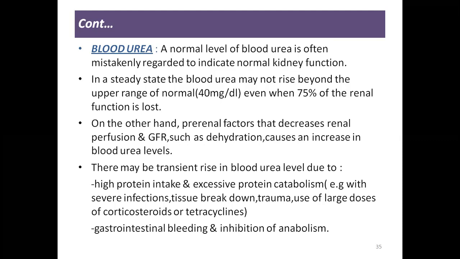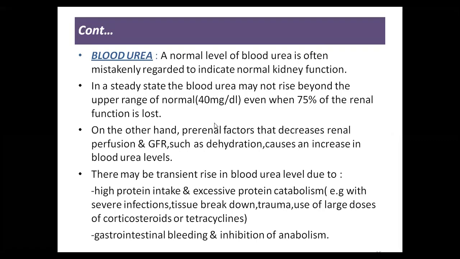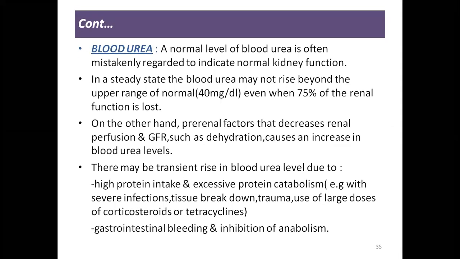There may be a transient rise in the blood urea level, as it can be variable. Like today, if I have consumed more protein products, I will have a high level of blood urea. So it can have a transient rise, like high protein intake, excessive protein catabolism, as in cases of severe infection, tissue breakdown, trauma, and use of large doses of corticosteroids and tetracycline. Also, certain factors will temporarily increase the blood urea level.